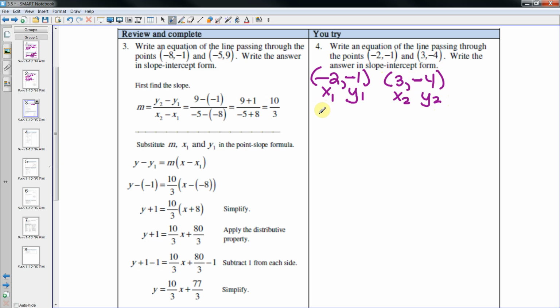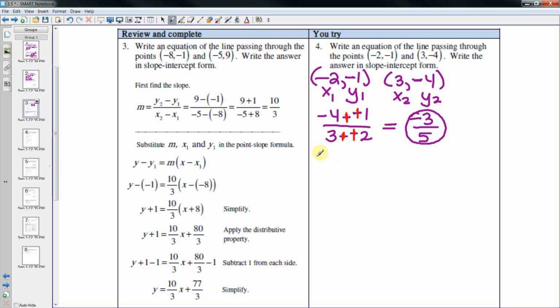So I need to find the slope first. So y2 is negative 4 minus y1 is negative 1, over x2, which is 3, minus x1, which is negative 2. Okay, let me pull up my red so I can do my plus, plus, plus, plus. Excellent. So negative 4 plus 1 would be negative 3. 3 plus 2 is going to be 5. So there's my m.